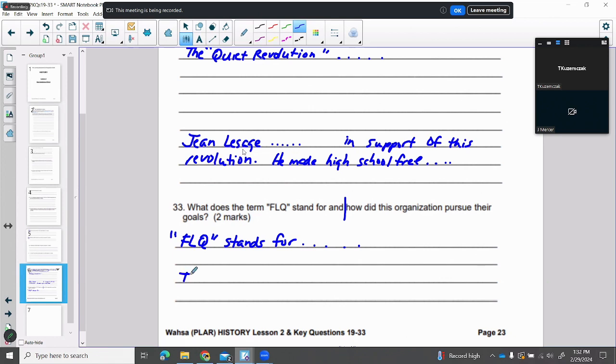So this organization pursued, or if you want to use achieved. So how did they go about doing what they were set out to do? And what was it that they were trying to do?